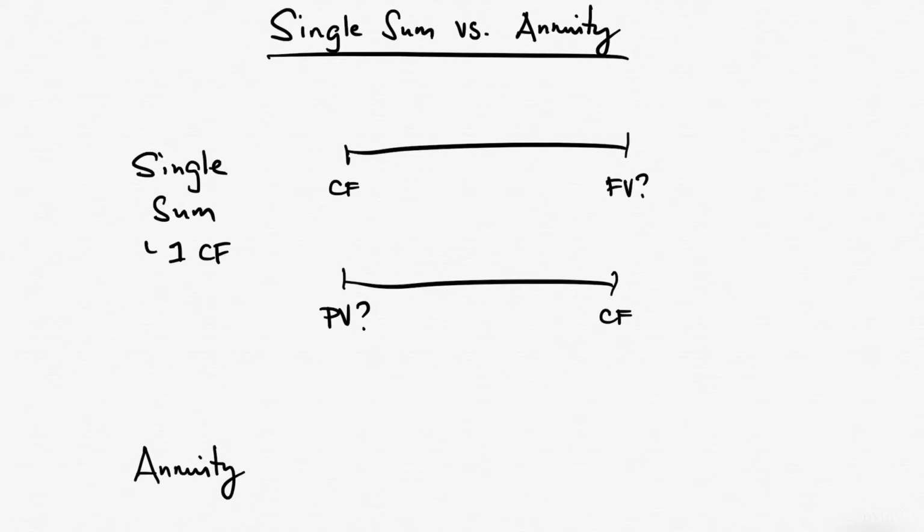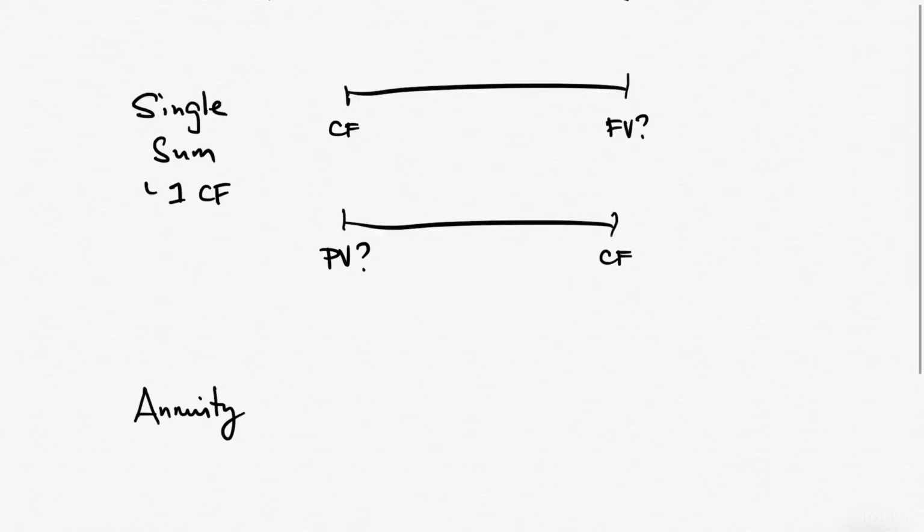So for single sum problems, this is usually the setup. Cash flow may be given at the beginning or at the end, and then you will be tasked to compute either the future value or the present value. So that's single sum, and we pretty much know this already. Now let's have the annuity, and this is a new one. You will know that the problem is an annuity problem if you are given at least two cash flows. So minimum of two, and you can have as many cash flows as you want.